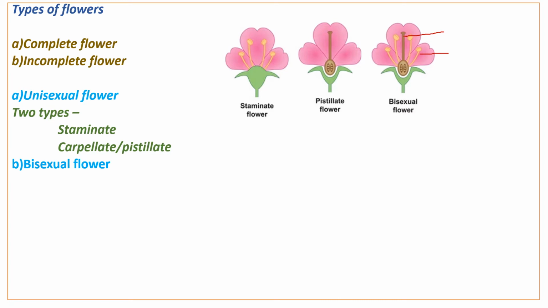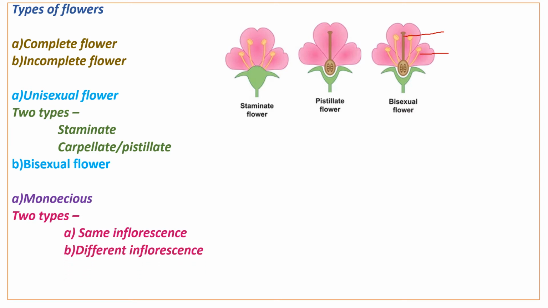And the third classification is based on whether the androecium and gynoecium are present in the same plant or in different plants. The first type is monoecious. A monoecious condition is one in which both androecium and gynoecium are present in the same plant. It is of two types. Both may be present in the same inflorescence, or both may be present in different inflorescences. This condition is generally seen in plants like maize.